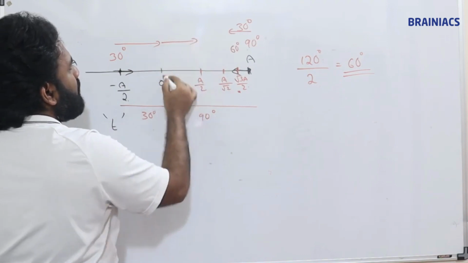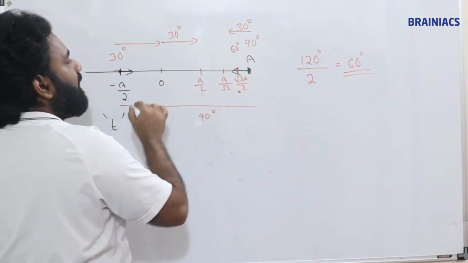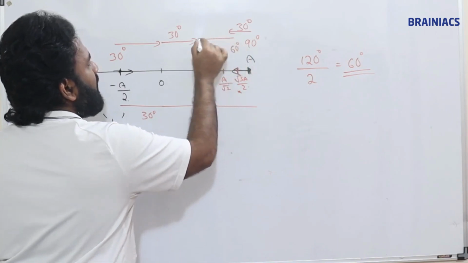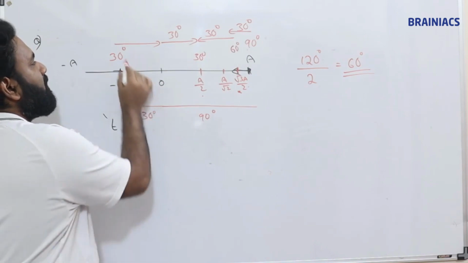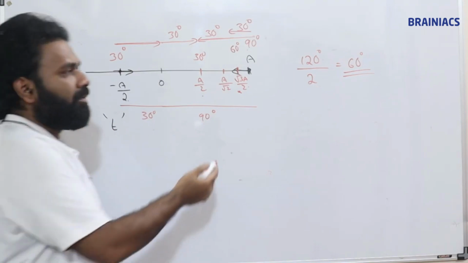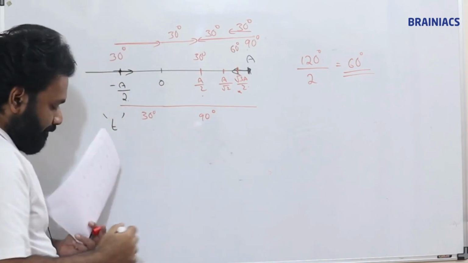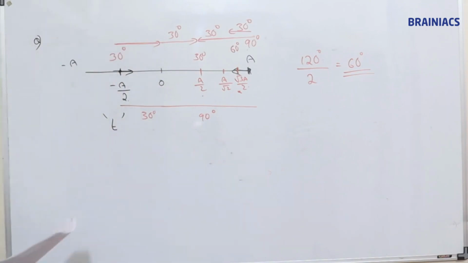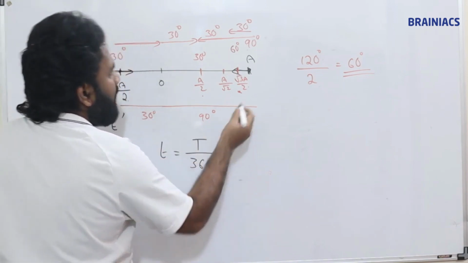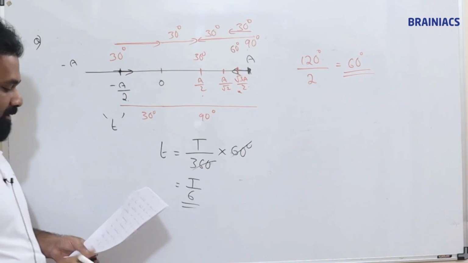Then at another A by 2, it will cover another 30 degree. From 60 degree to 30 degree, it covers another 30 degree. So this one also travels 60 degree, and this one also travels 60 degree. Just for your understanding, I have explained this directly. From here we can find the time t: t is equal to 360 into the time taken for covering a 60 degree gap, so this is going to be T by 6.